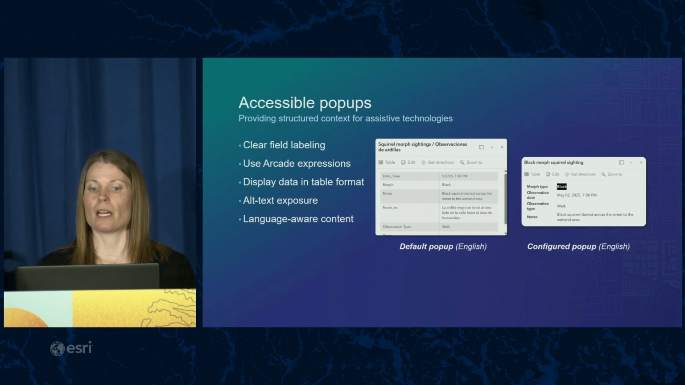So how can we make it so it looks easier to read, easier to understand, and also has consistency and offers more support across locales? So we're gonna add some field labeling. We're gonna use Arcade expressions. We're gonna also display all of the data in a data table so that it can be accessed more by assistive technologies. And then we're gonna expose that alt text with an image if it's present, and then have that language-aware content available.